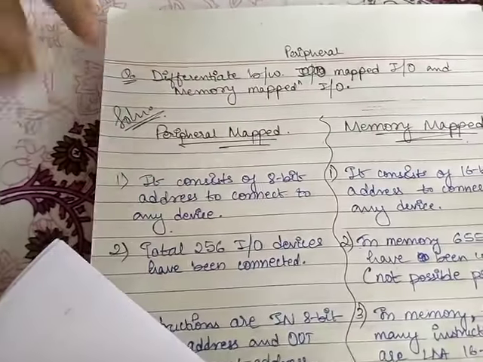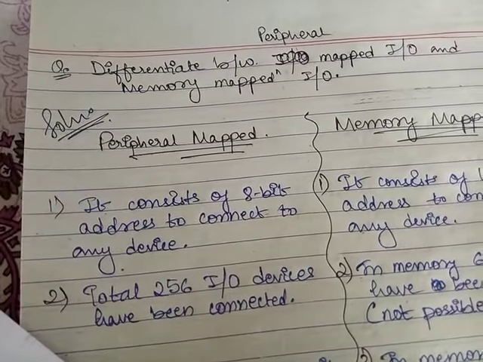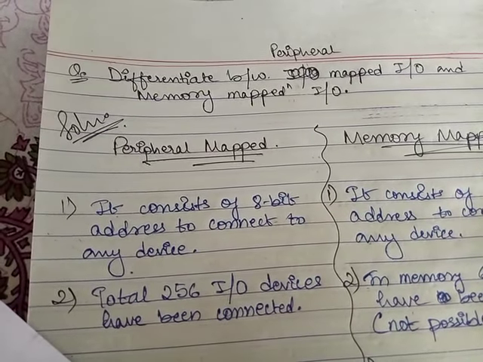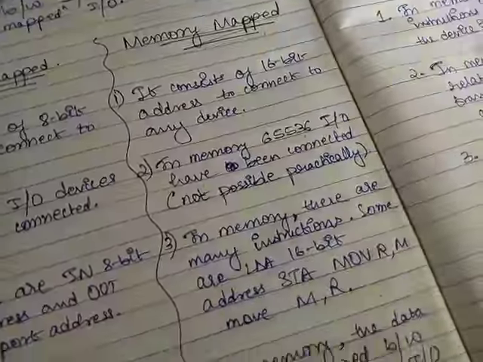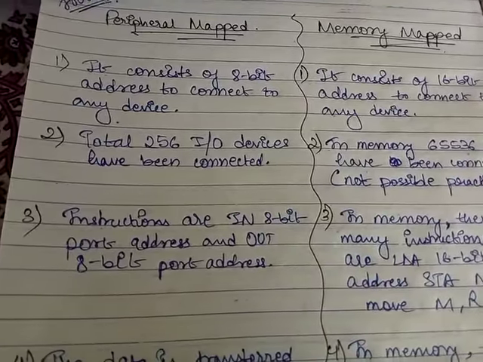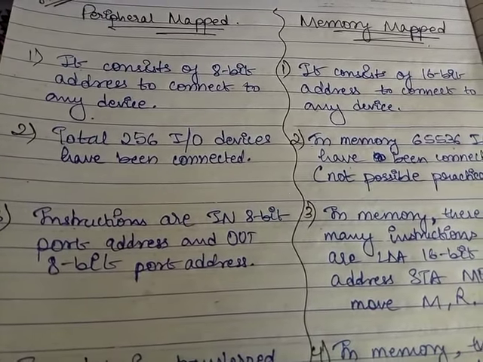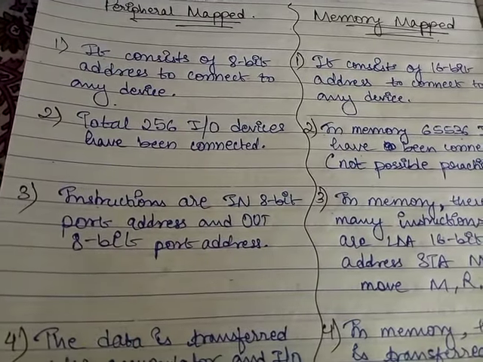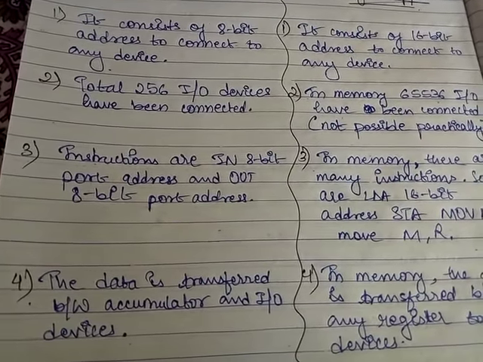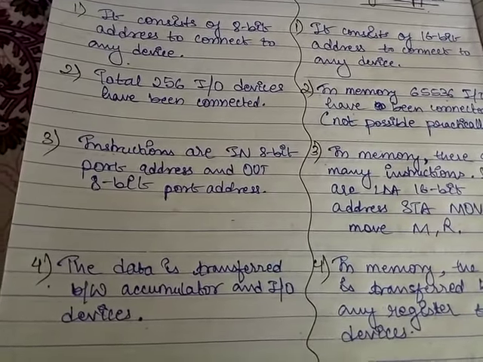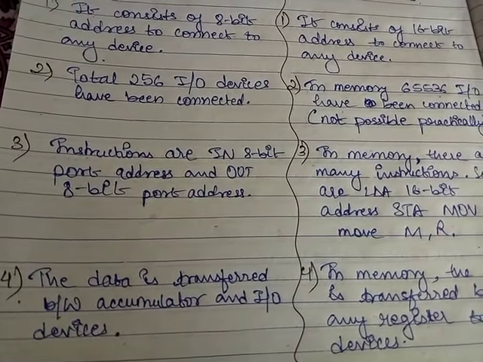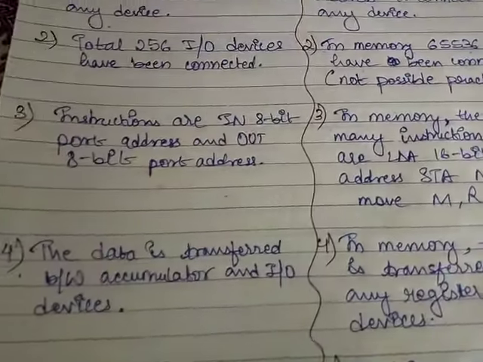Now we'll try to differentiate between peripheral mapped I/O and memory mapped I/O. Peripheral mapped I/O consists of an 8-bit address to connect to any device, and memory mapped I/O consists of a 16-bit address. In peripheral mapped I/O, 256 I/O devices can be connected. In memory mapped I/O, 65536 I/O devices can be connected, which is ideally possible, but practically not possible.